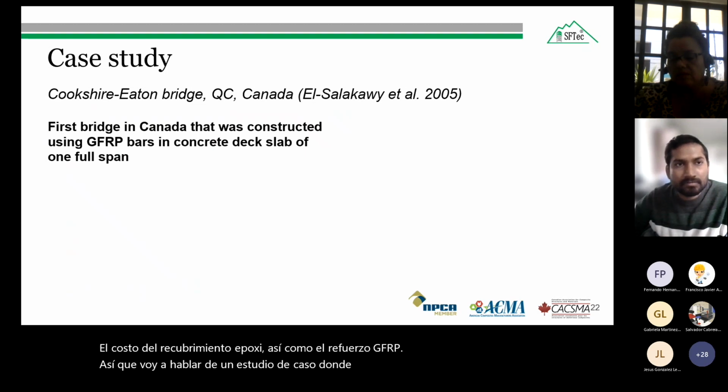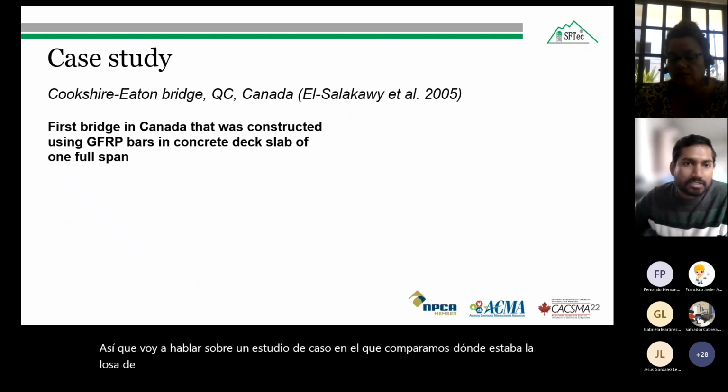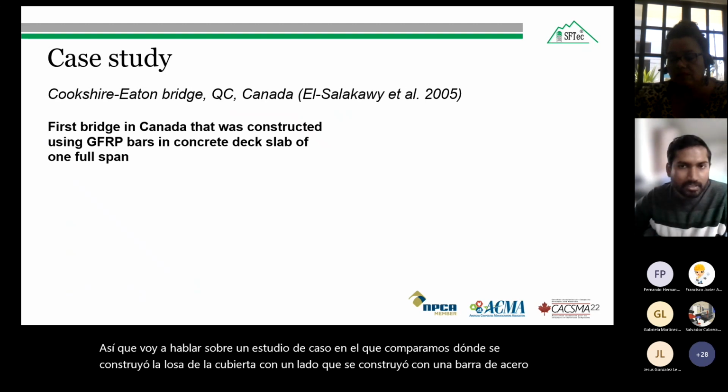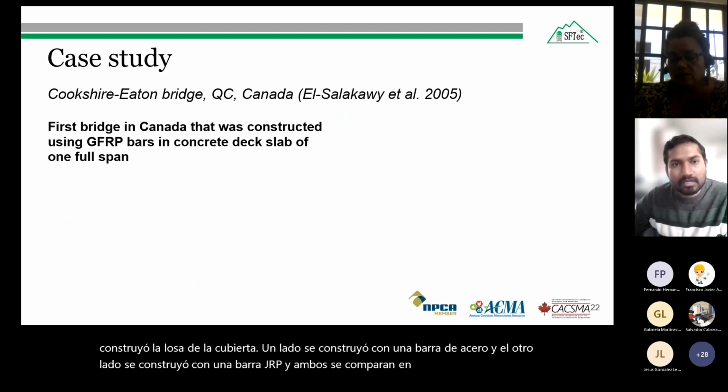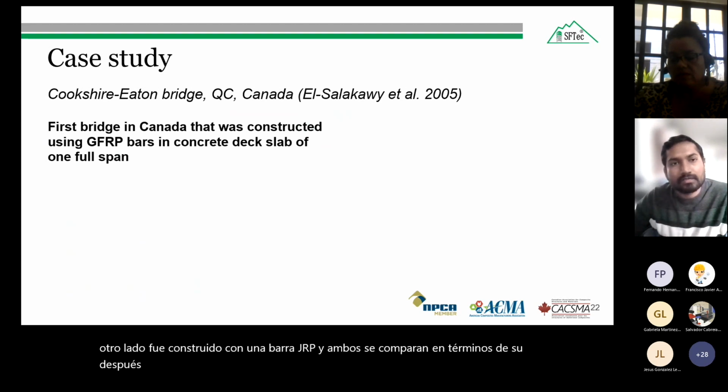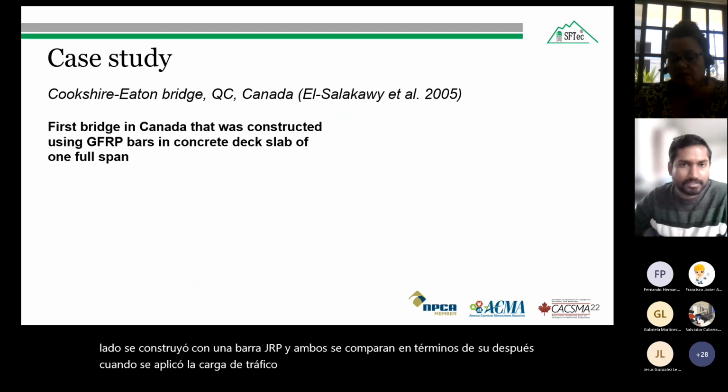So I am going to talk about a case study where we compare a deck slab where one side was constructed with a steel bar and the other side was constructed with GFRP bar, and both are compared in terms of the strain they generate when the traffic load was applied using a truck.